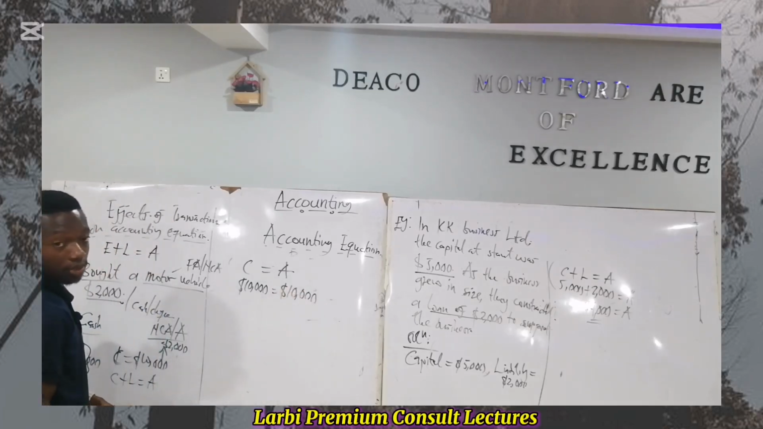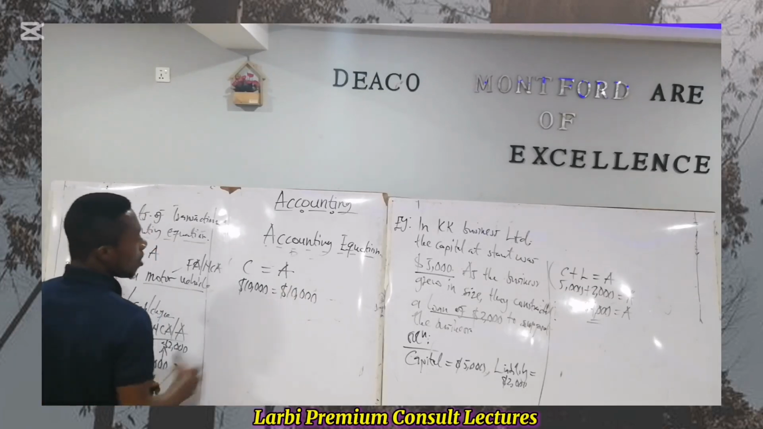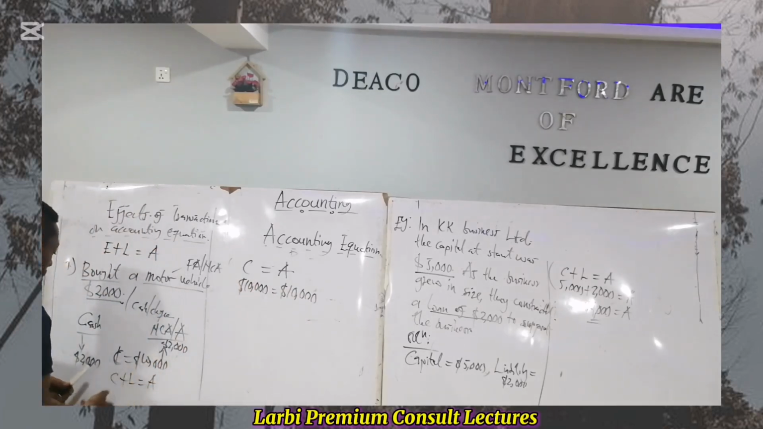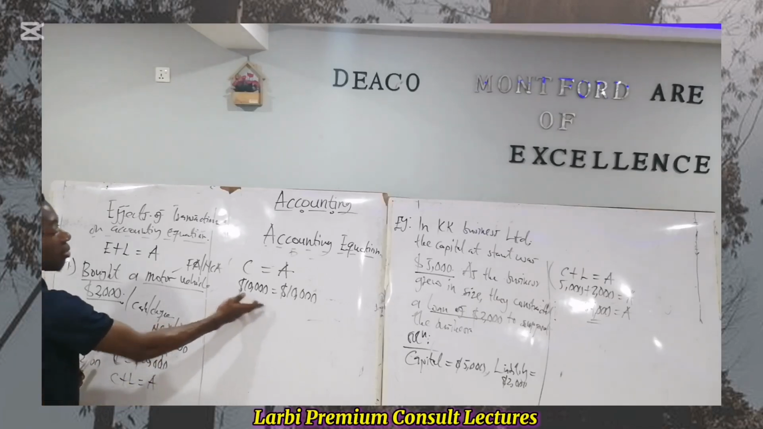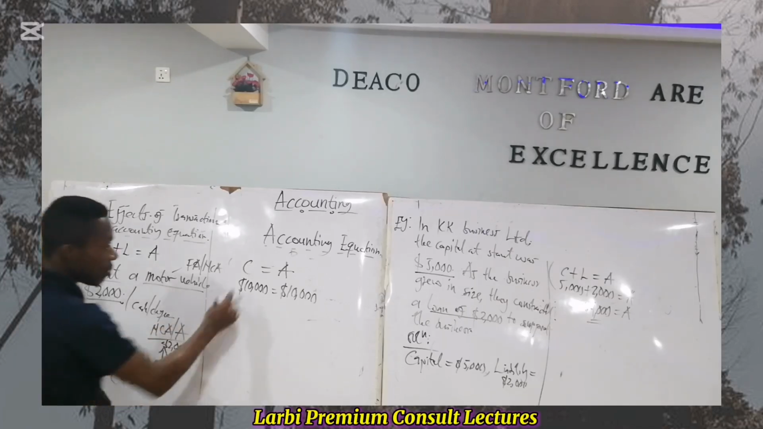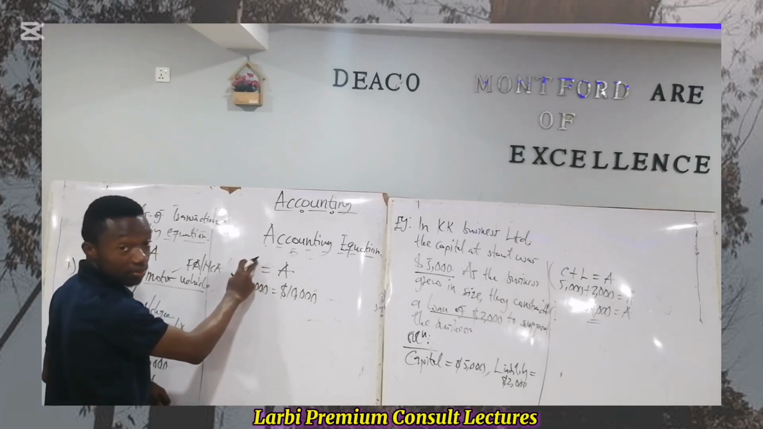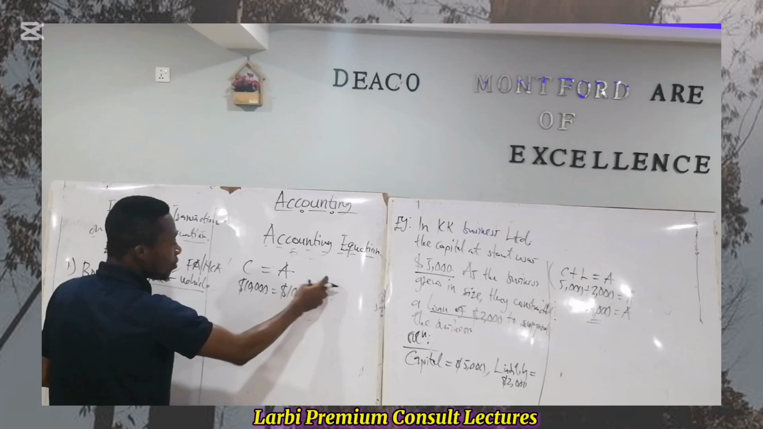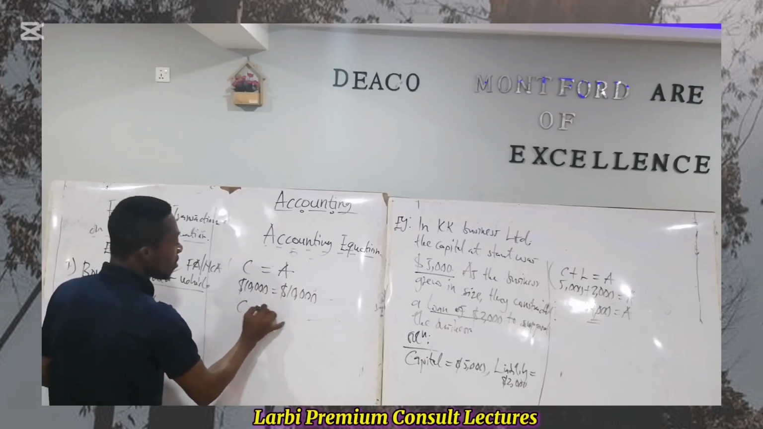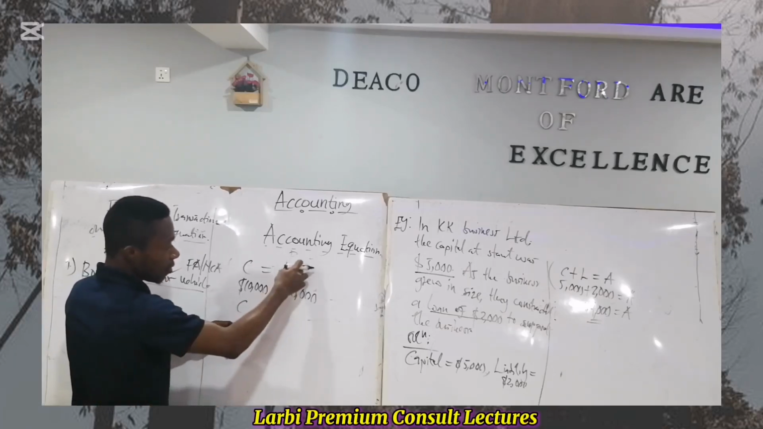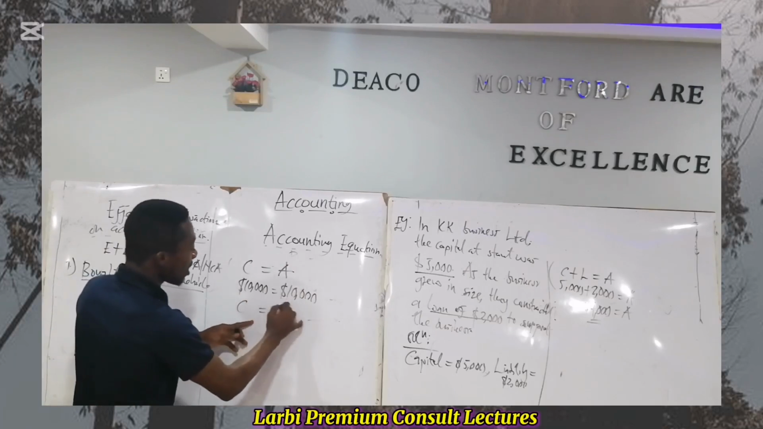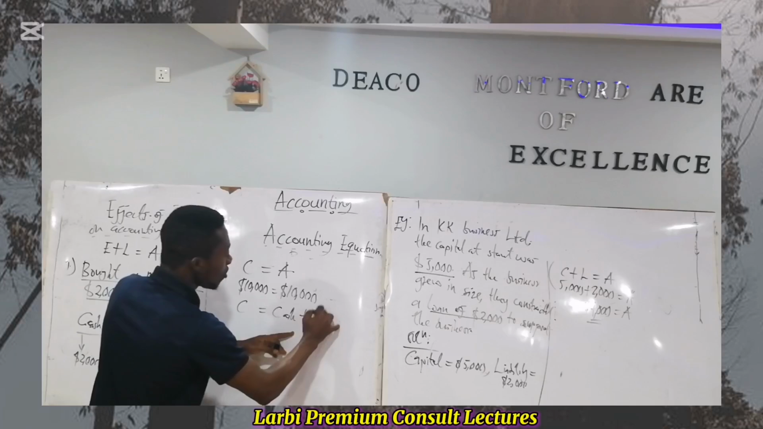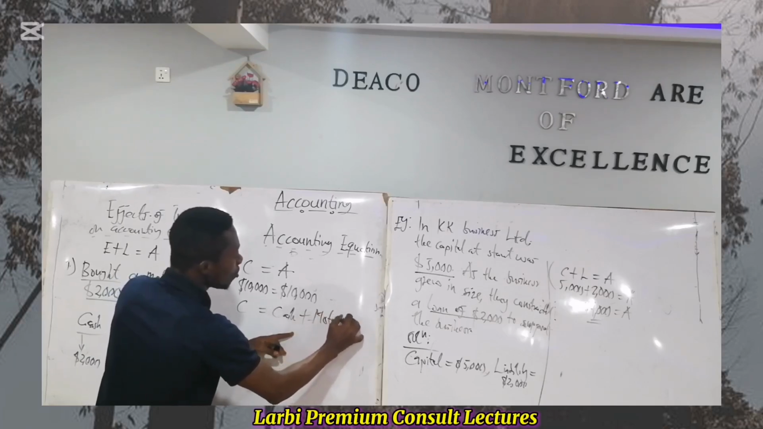10,000. Now we have bought a new motor vehicle with cash worth 10,000. So here, the capital side, which was the cash we started the business with, can be broken down on the asset side into cash plus motor vehicle.